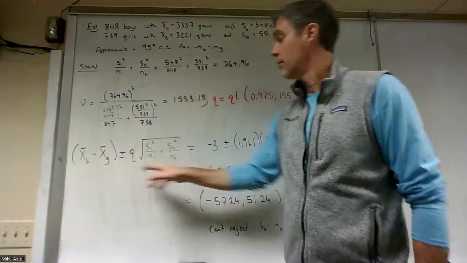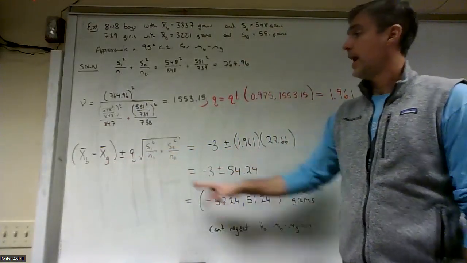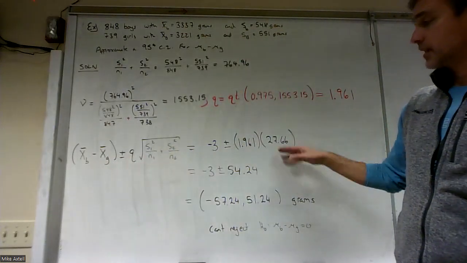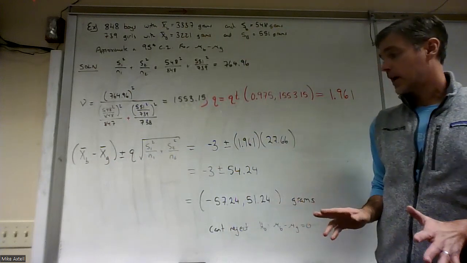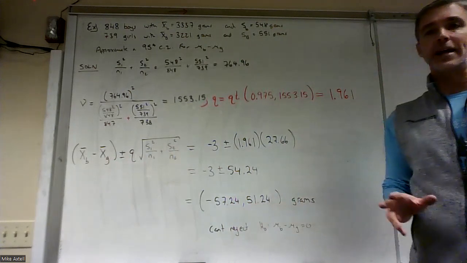All right, then there's my confidence interval approximation. Sample mean of boys minus sample mean of girls was 116. Q was 1.961. And this square root, I took the square root of 764.96 and got 27.66. Cranked it out, and I got to there. So my 95% confidence interval is basically negative 57 to positive 51 grams.